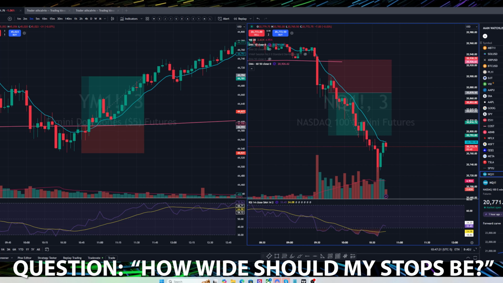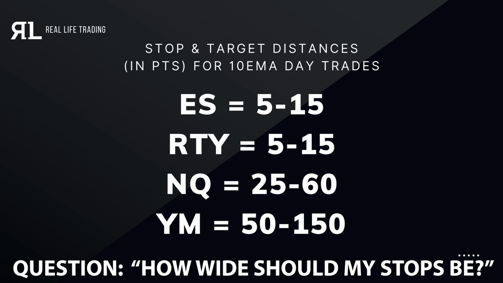Alrighty, guys. I'm going to be going over something today I get asked all the time, which is, Calvin, how wide do you put your stops for day trades on 10 EMA on the following futures indexes: ES, RTY, NQ, and YM? Just to reiterate, ES, you're trading the S&P 500. RTY is the Russell 2000. NQ is the NASDAQ. And YM is the Dow.